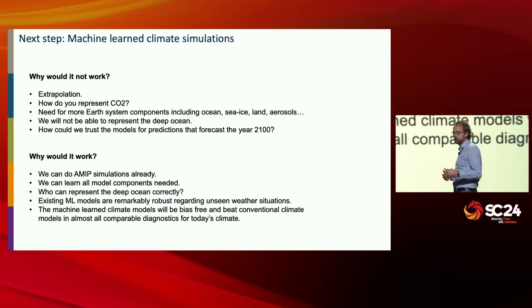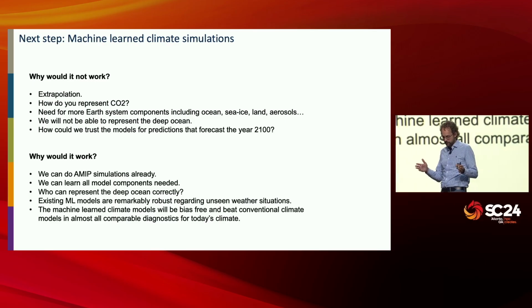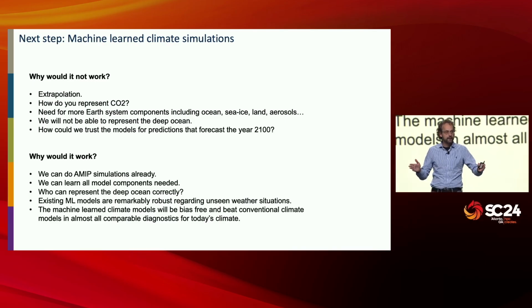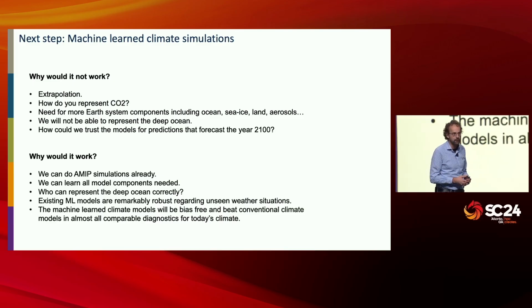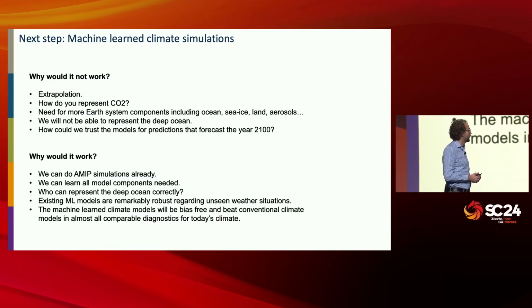Why would it work? We can already do what we call AMIP simulations with our models. So we can run a model for like 20 years into the future, and we get good results now with the generative models and so on. So why not just run it for 100 years? And there are models that can already do this, like the ACE model, for example. So it's getting there.